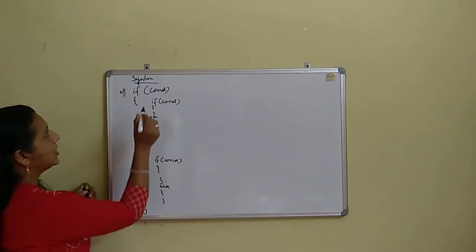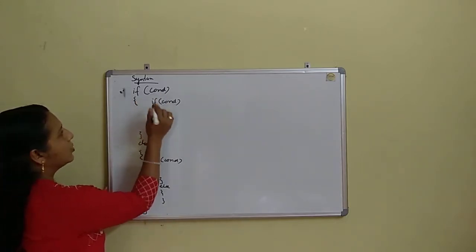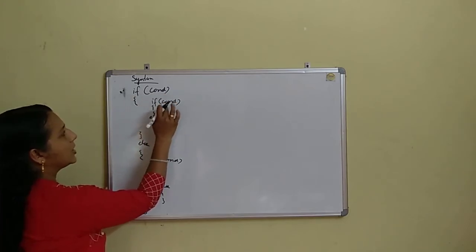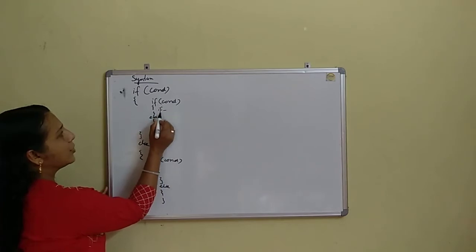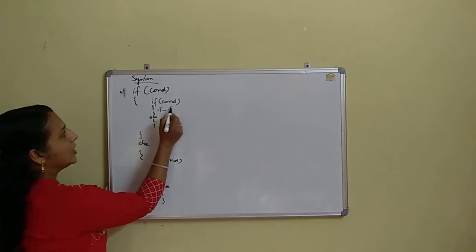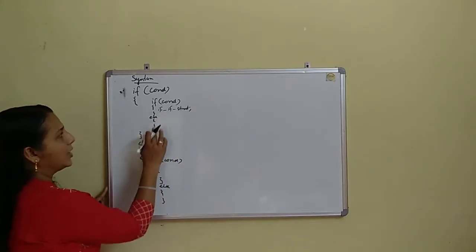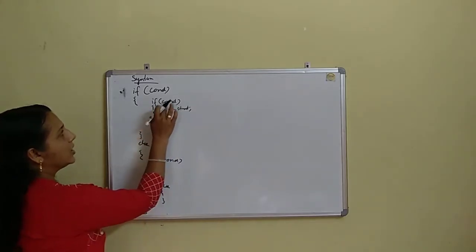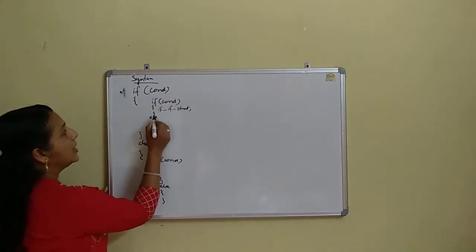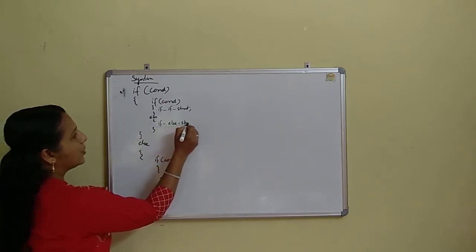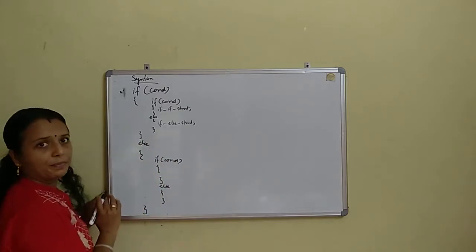So what is the case? When the first if condition is true, it will come and check this inner condition. So it executes the first if condition, then the inner if condition, and the statements present there get executed. And suppose the inner condition is false, what happens? The first if condition, then the inner else part, and the corresponding statements get executed.